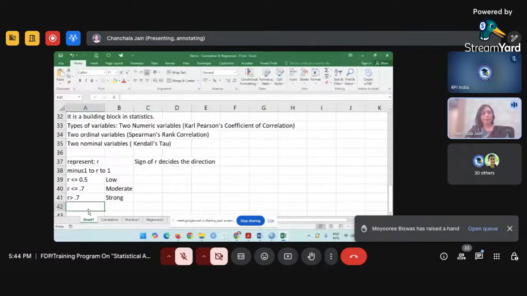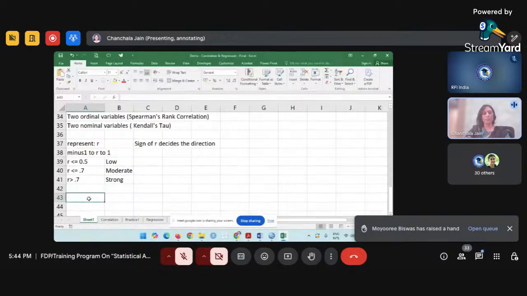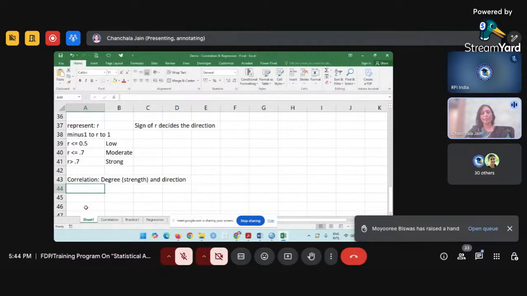The other meaning we can draw from correlation is that it can help you find the degree, which you can call the strength, and the direction. So with the help of correlation, we can understand two things: the degree or strength of the relationship between the variables, and the direction of the relationship. The magnitude of r helps you understand the degree or strength, and the sign helps you understand the direction.